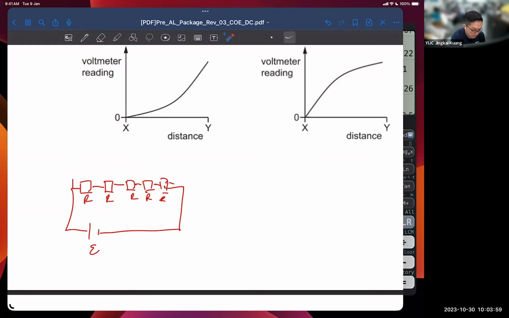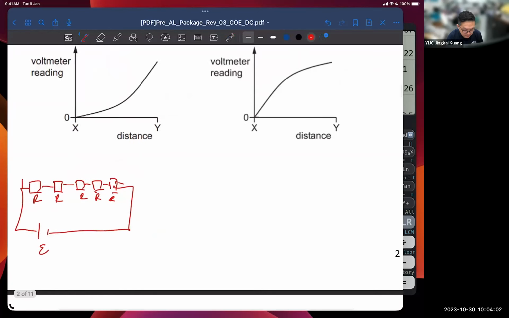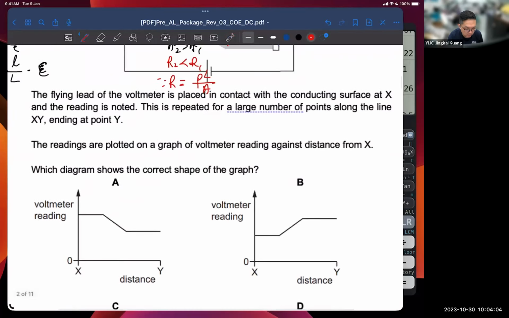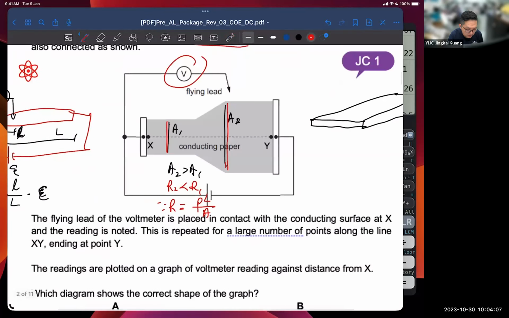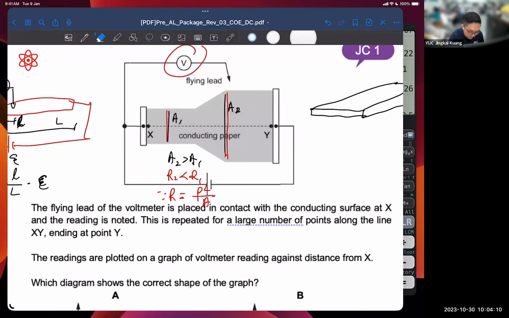Now the cell is a bit different, because as I go down this path here, this portion here, the resistance is constant. Every stretch increases by the same amount. Then once you come to here, this widens out, so the area becomes larger. That means for the same increase in distance here, the increase in resistance is actually falling. The rate of increase is actually falling.